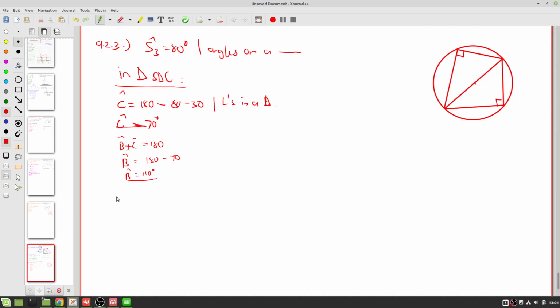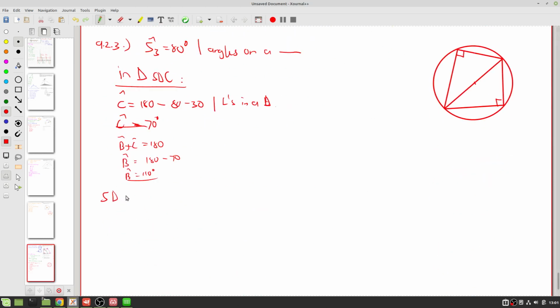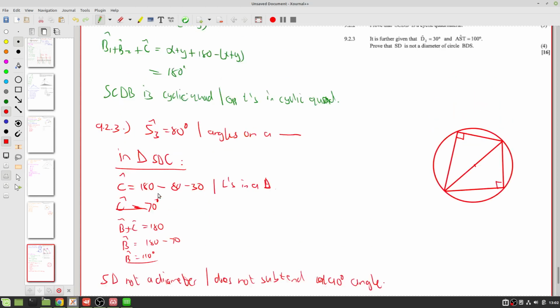So we can say SD is not a diameter. The reason is because it does not subtend a 90 degree angle. If it was a diameter, it would subtend a 90 degree angle, but it doesn't. So that is our reasoning here.